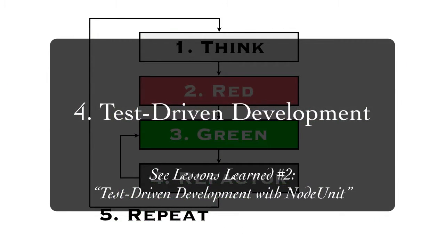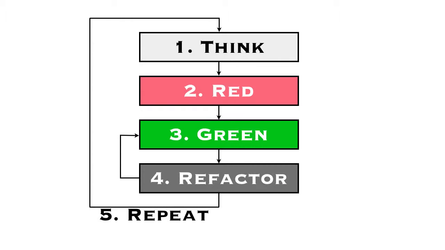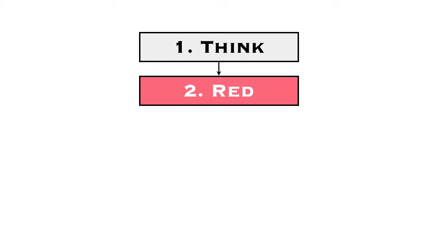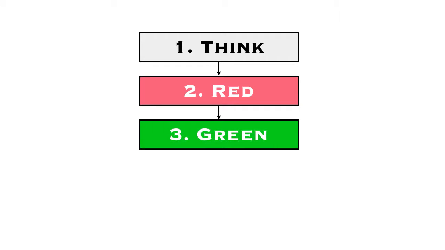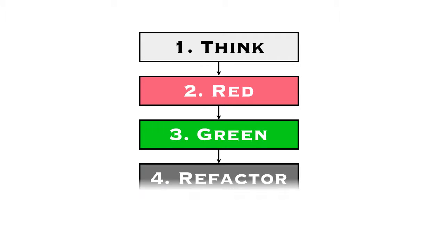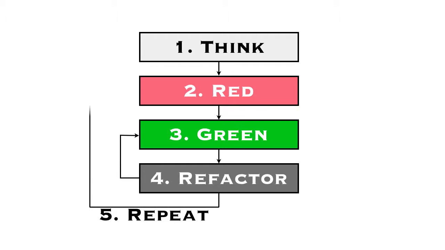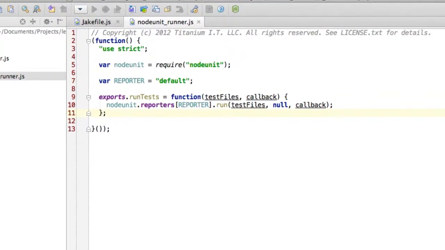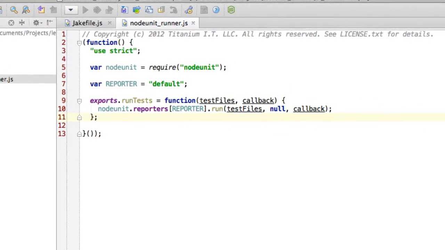Now that we have some basic automation in place, we can get things set up for test-driven development. Remember, test-driven development is a rapid cycle that involves thinking of a test that will drive your code in the direction you want, writing that test and seeing it fail, writing production code and seeing the test pass, cleaning up the code, and repeating. On the server, we've chosen to use Node Unit for testing. It's not perfect, but it gets the job done. Lessons learned number 2 includes code for running Node Unit from a Jake file, so we'll include that in our Automatopia build.